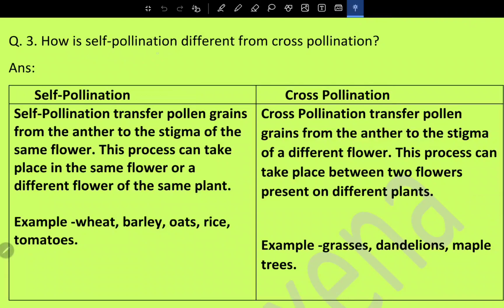How is self-pollination different from cross-pollination? Self-pollination transfers pollen grains from the anther to the stigma of the same flower. This process can take place in the same flower or a different flower on the same plant. For example, wheat, barley, oat, rice, or tomato. Cross-pollination transfers pollen grains from the anther to the stigma of a different flower. This process takes place between two flowers present on different plants. For example, grasses, dandelion, maple tree, etc.